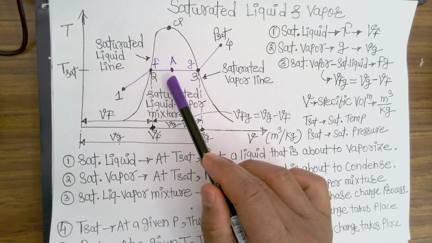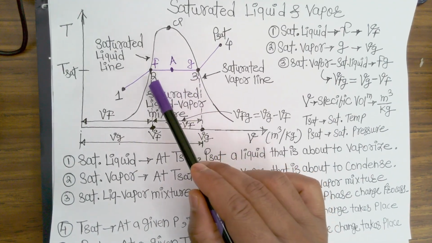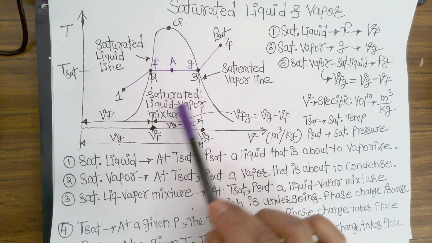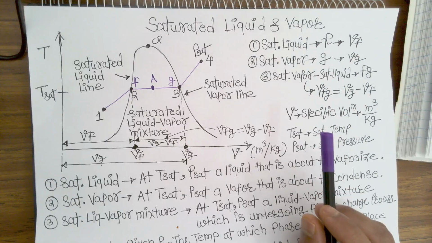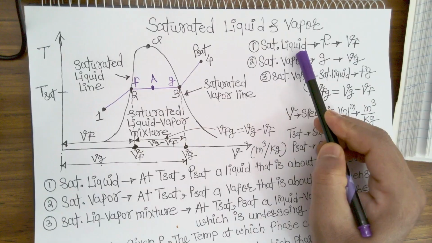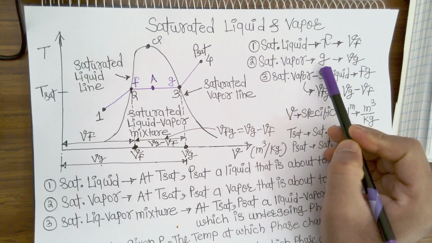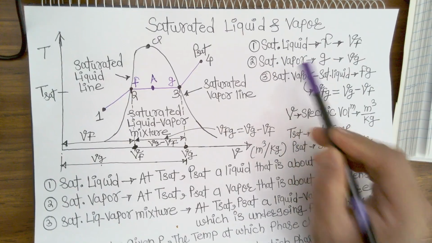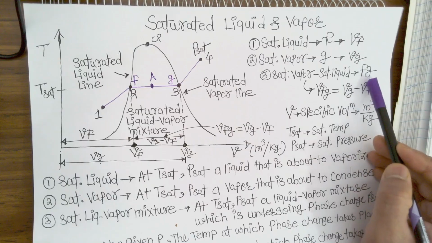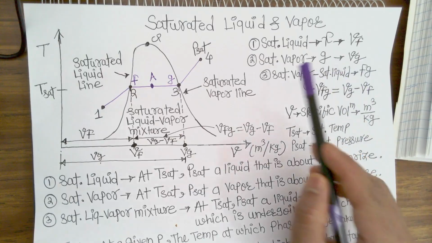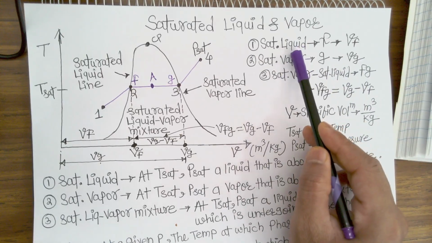Now let's say we have a point A here between point 2 and 3. This point A represents a saturated liquid vapor mixture condition. In steam table, subscript small f is used to denote the properties of saturated liquid. Subscript small g is used to denote the properties of saturated vapor. The subscript small fg denotes the difference between saturated vapor and saturated liquid.